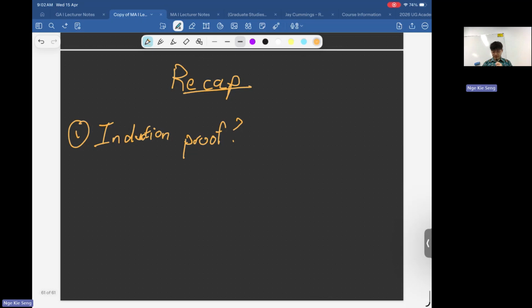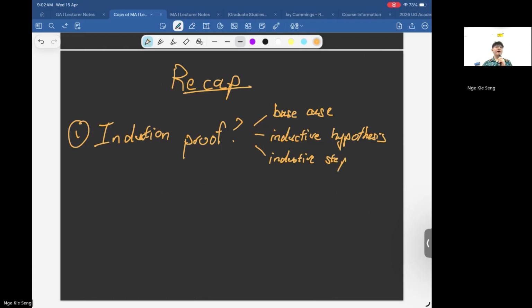You need to prove for base case, and then assume inductive hypothesis, and then you prove your inductive step. Right. Okay, so what's the purpose of doing these three things then?